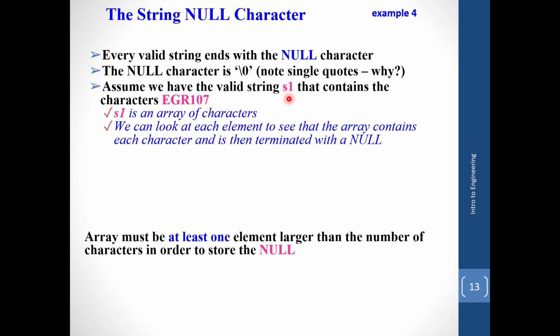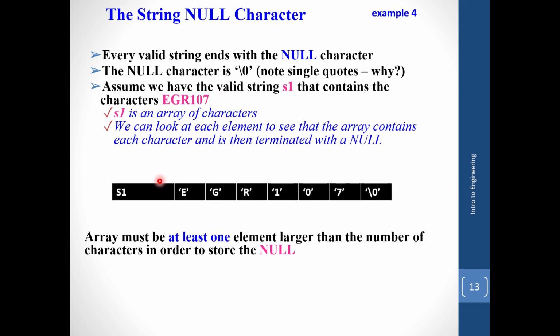Let's say we have a string, we call it S1, and it contains the characters EGR107. Maybe it looks something like this, right? These are our locations in memory. These are each one unit of memory. In this case, they'll each be 1 byte because to hold a char type, you only need 1 byte, 8 bits. We can declare our string, right? It starts right here, and we store EGR107.